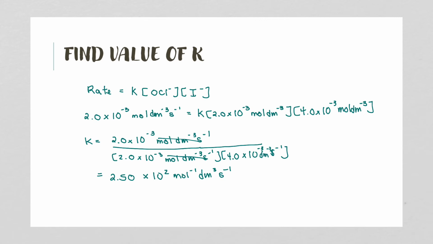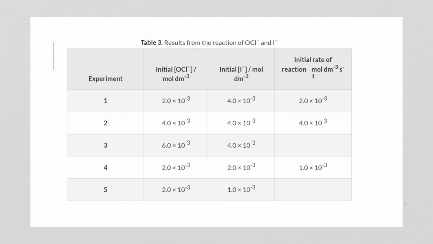So now we have our value of K, and that will stay constant throughout any of our reactions at that temperature. So now we can calculate the rate of reaction for the missing parts in the table. If we go back, we didn't know what this one was or this one was. So now we're going to find it for experiment 3.